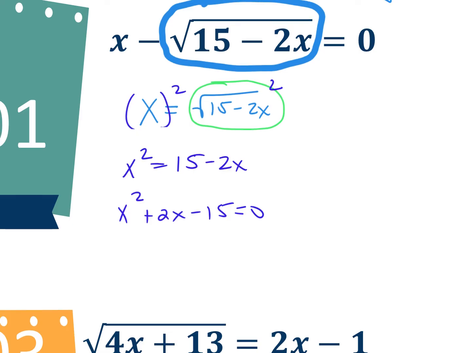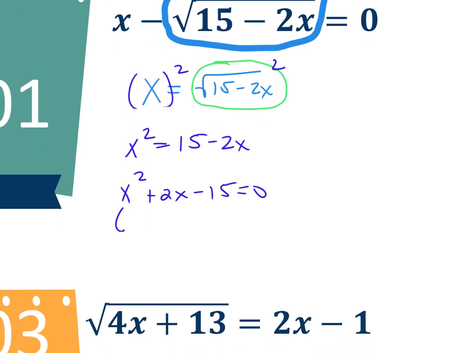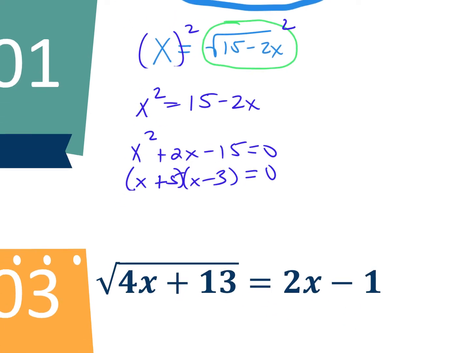And then at this point, we have a quadratic. We can complete the square, quadratic formula, but what should we always try to do first? You should always try to factor. So let's go ahead and factor this. What are the factors of negative 15 that multiply to give you negative 15 and add to give you 2? Plus 5 and minus 3. So what are your 2 x values? x equals -5 and x equals +3.